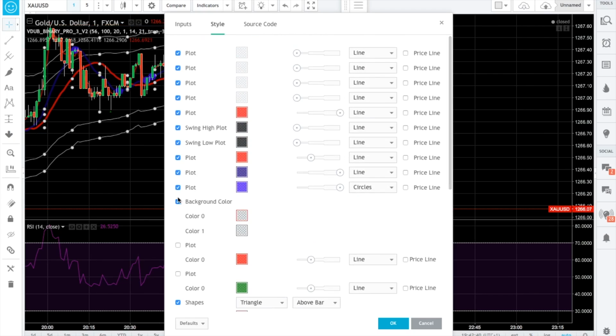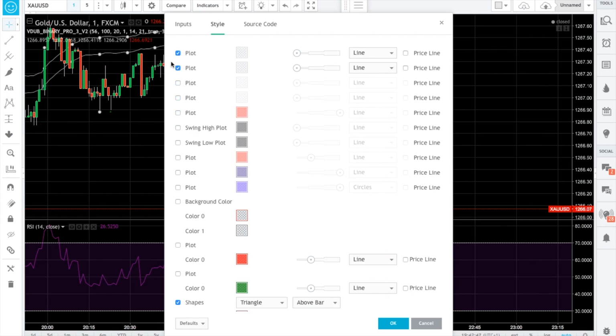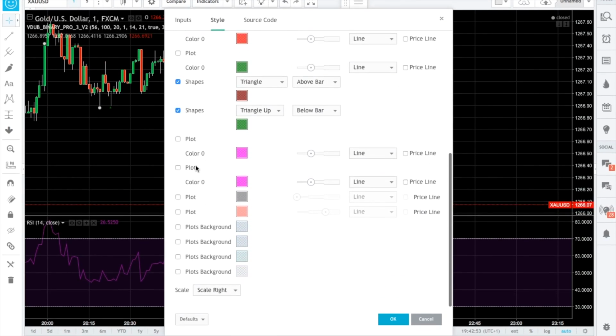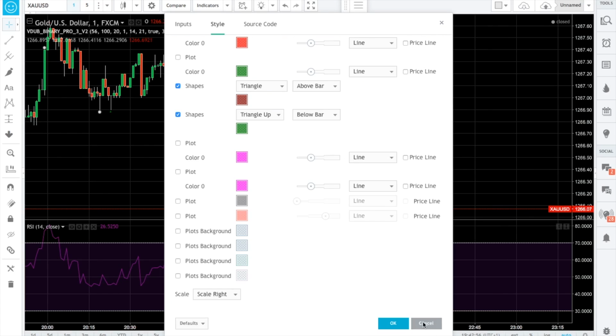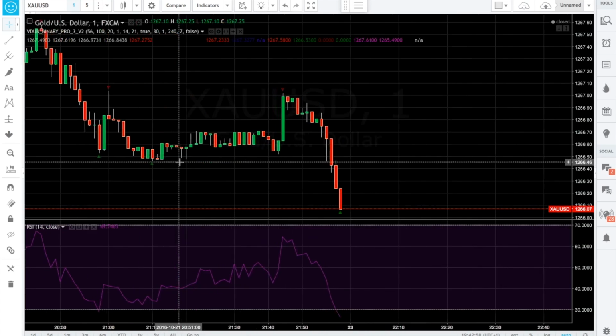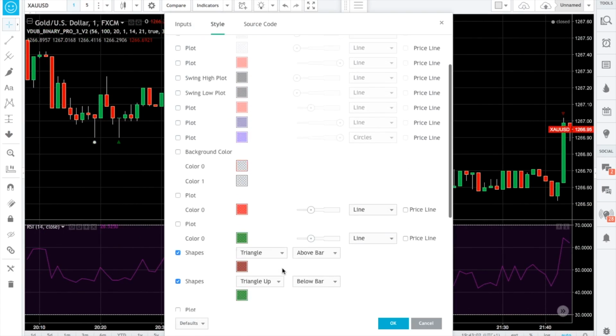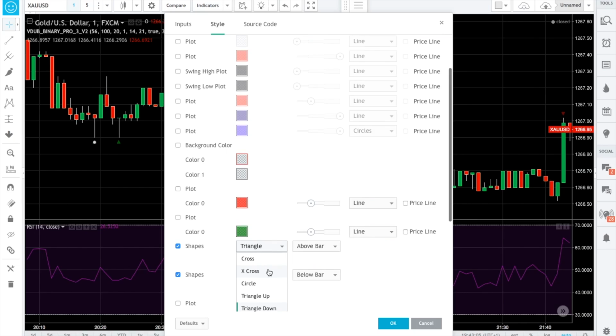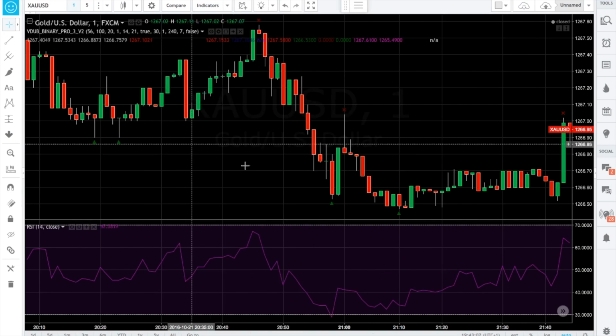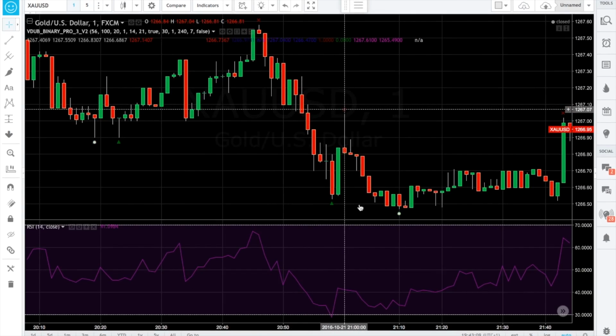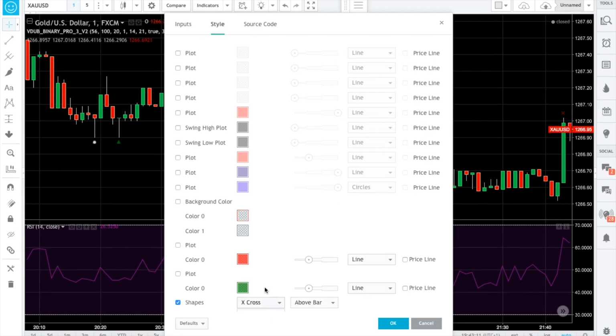And background color, take off all the plots, if you're a bit picky and saying the chart's a bit too messy. So there we go. I've taken off all the ticks, all the checkpoints, and I've just left the two shapes on. As you can see, that means we're left with the buy and the sell signals. Just seeing if there's anything else to make it. No, we'll just stick with the arrows.